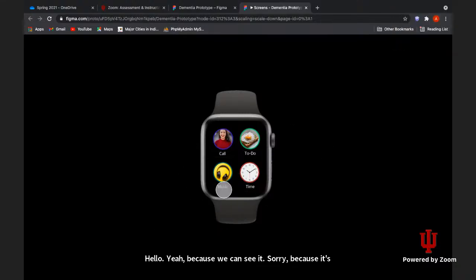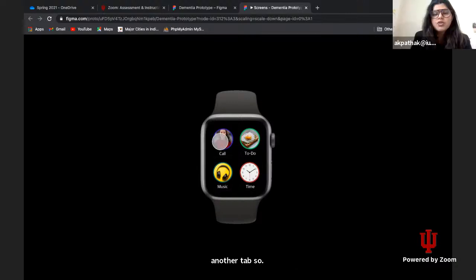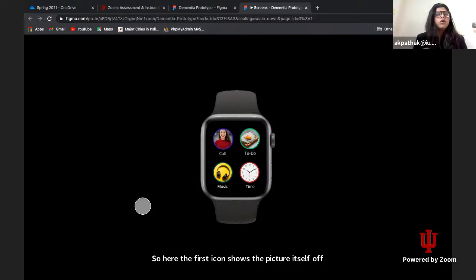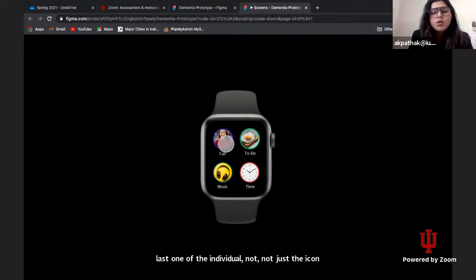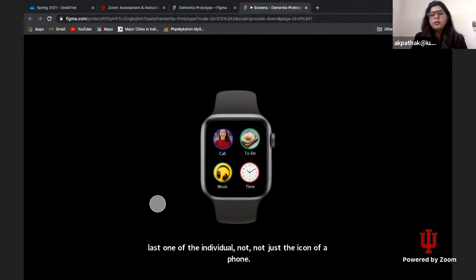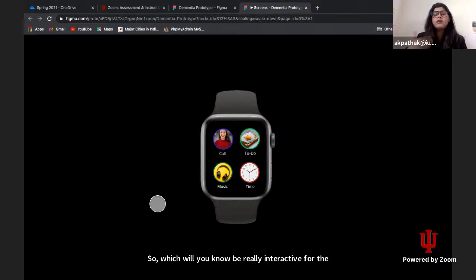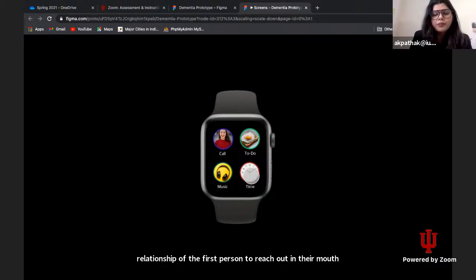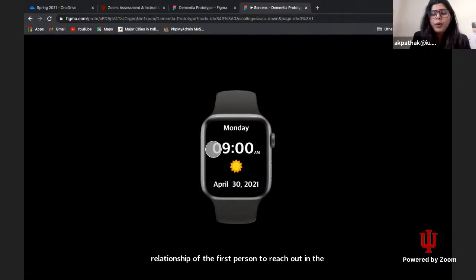So the main screen has the 4 icons on it. First is calling, second is to-do, third is time, and fourth is music. The first icon shows the picture of the loved one of the individual, not just the icon of a phone, which will be really interactive for the dementia patient to remember the face and the relationship of that person, to reach out in an emergency situation. Now, when it is the time for waking up, it will display clearly the day, the time, and the date with the icon.